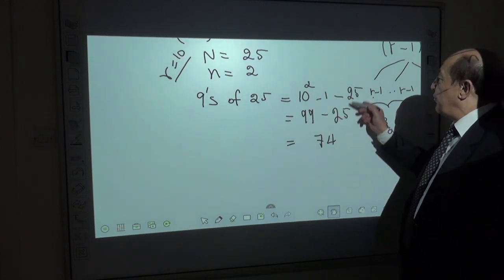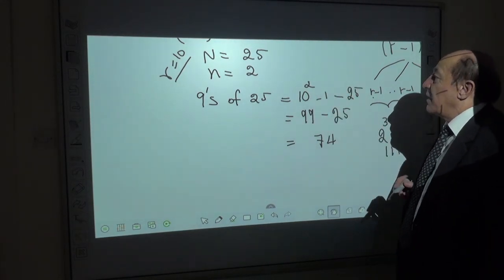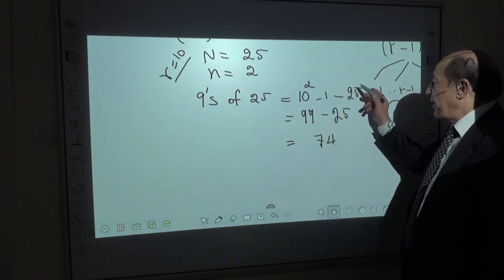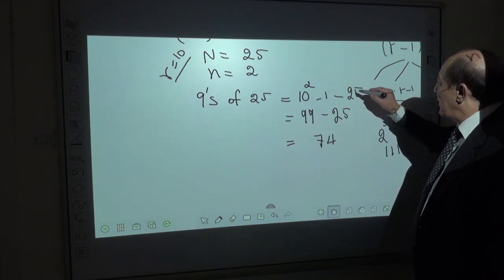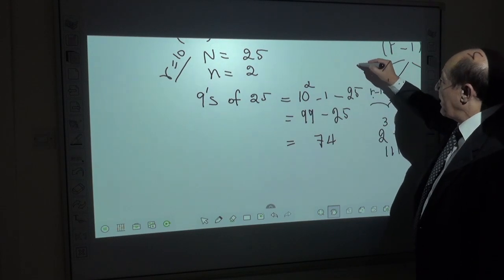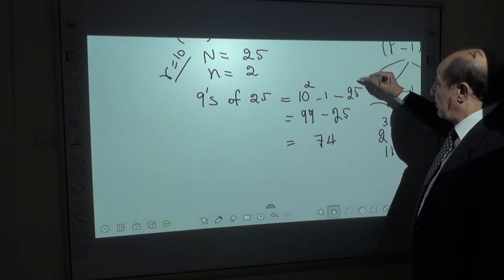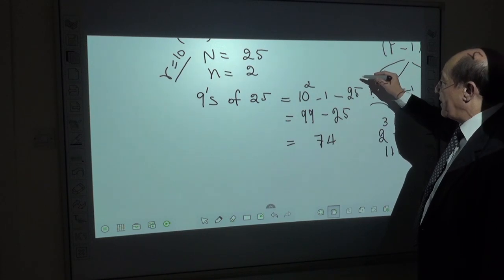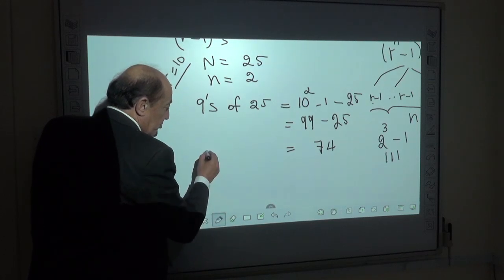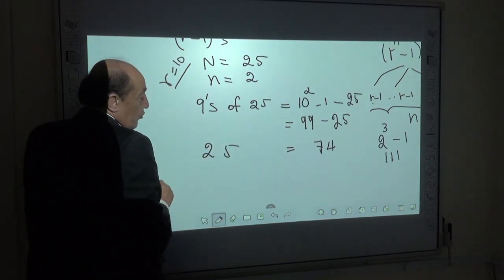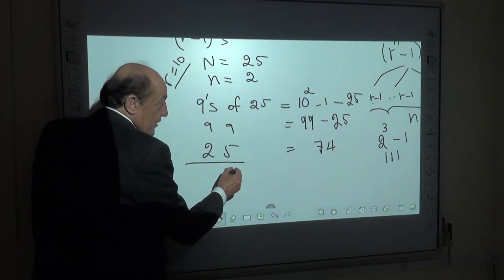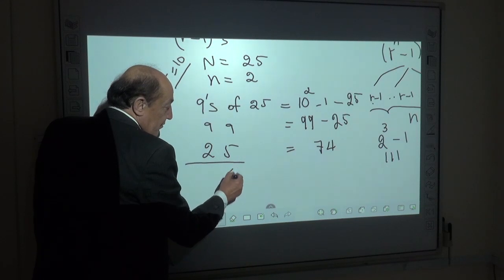So instead of computing R minus 1's complement in this manner, we could subtract all the digits in the number from R minus 1, or in decimal from 9. For example, 25. To find its 9's complement, we subtract all digits from 9 directly: 74.